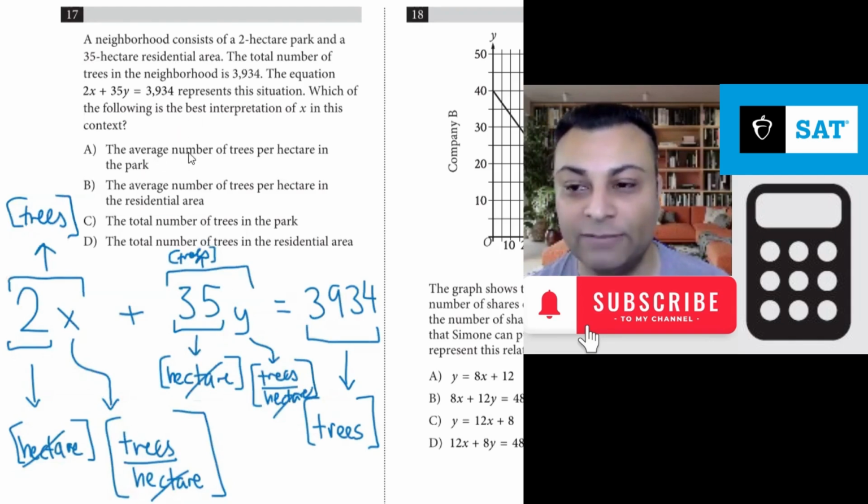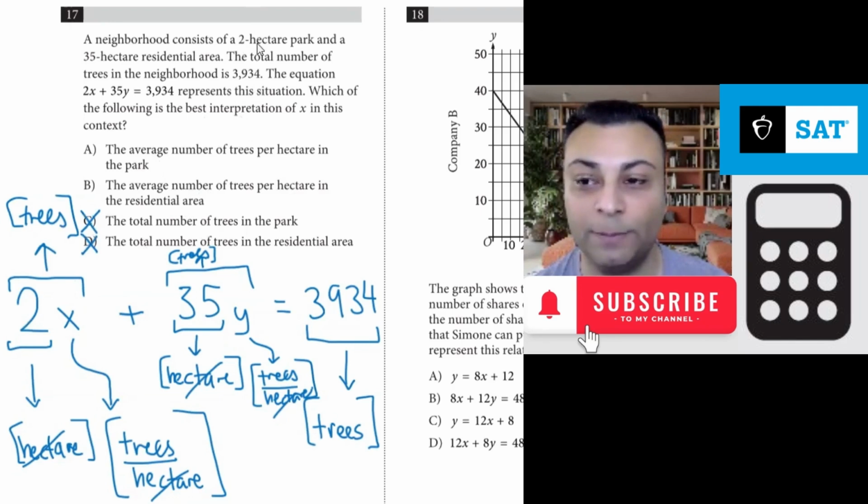Okay, the average number of trees per hectare. The average number of trees per hectare. Perfect. So we're down to these two. The total number of trees, that's not right, and that's not right. So now we have to worry about whether x is for the park or the residential area. But it's next to the 2, and the 2 is a 2-hectare park, so it's the park answer, not the residential area. So the answer is A.